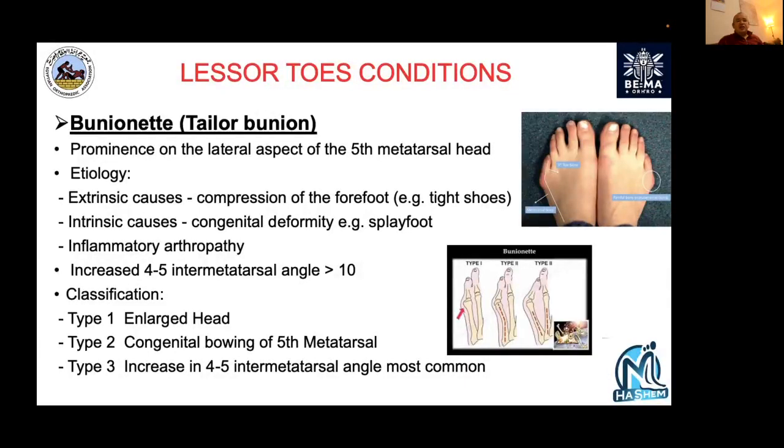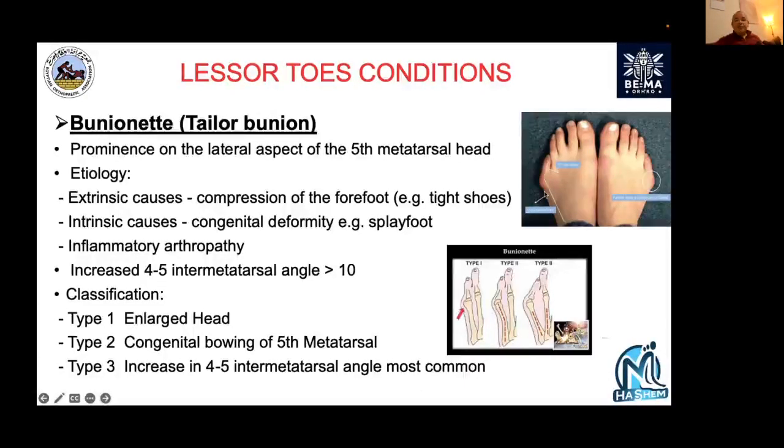The commonest you see in the lesser toes is the bunionette or the tailor's bunion. And as you can see, basically it's a tailor's bunion because in the old days, in the Greek days, the tailors had to sit cross-legged. And when they sat cross-legged, all the pressure went to this point, which is the fifth metatarsal head. So basically the tailor's bunion is a prominence of the fifth metatarsal head.